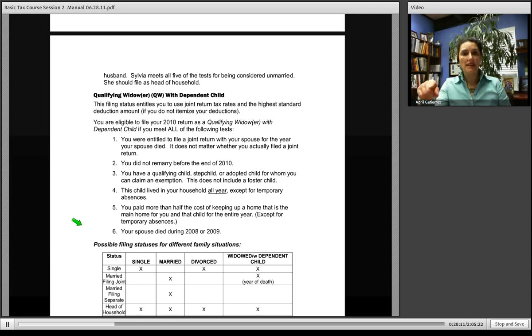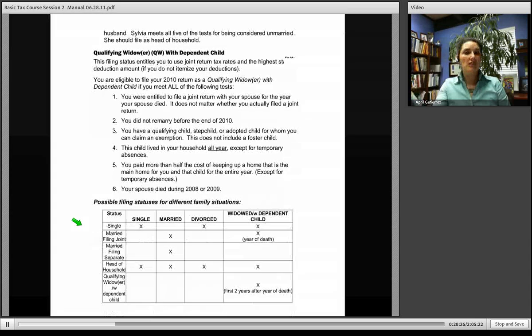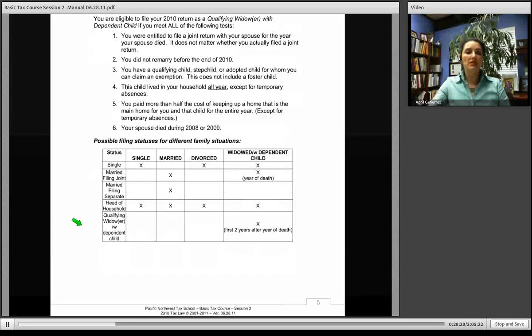In addition, you have to pay more than half the cost of keeping up a home for you and your qualifying child. You must not have remarried before the end of the year. And when your spouse died, you must have been eligible to file a joint return with your spouse. It does not matter if you actually did file the return, only that it was possible.